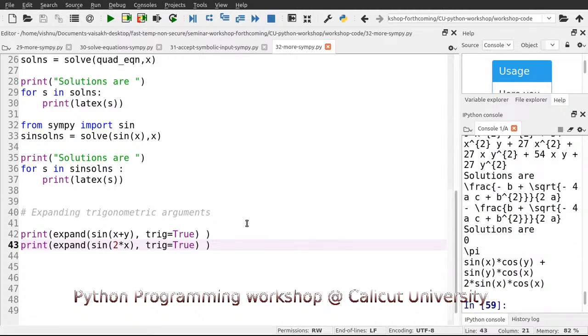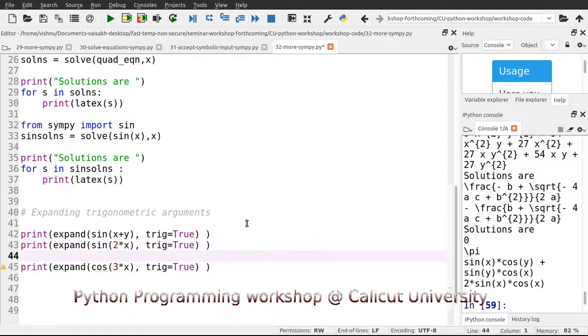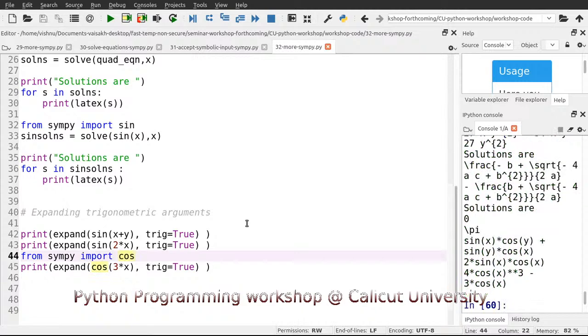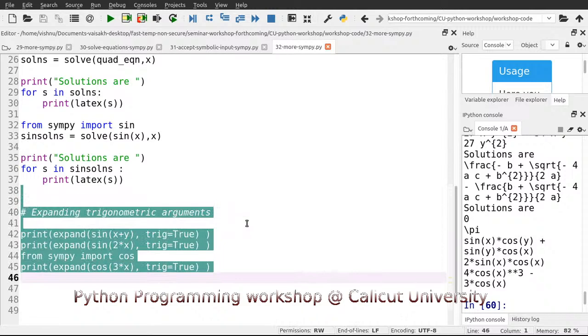So the formulas also can be recovered using Python. Sin 2x in terms of simpler functions. Cos 3x can. So the only thing is that the trigonometric argument must be kept and it must be set to true.